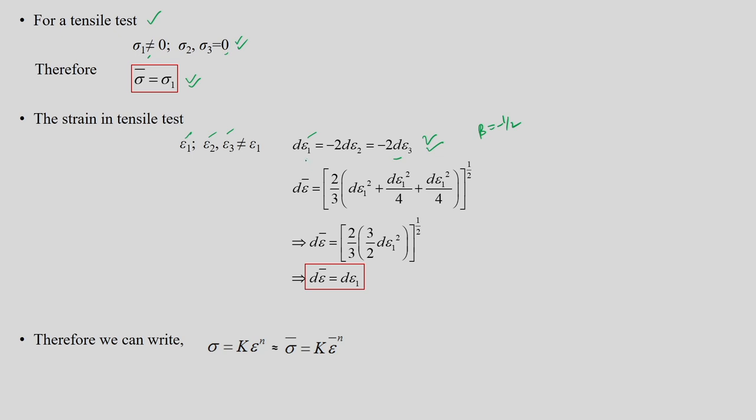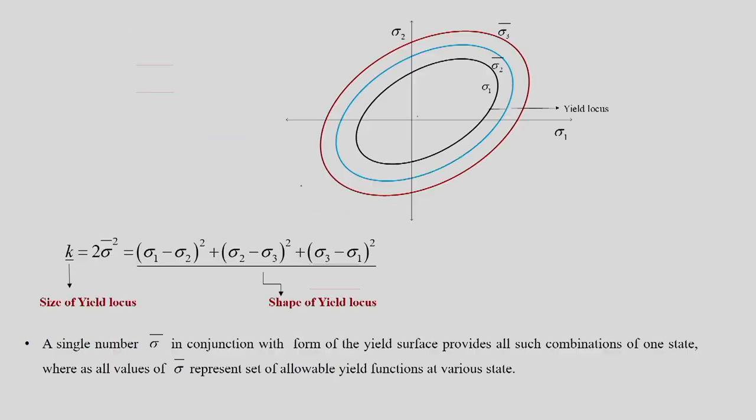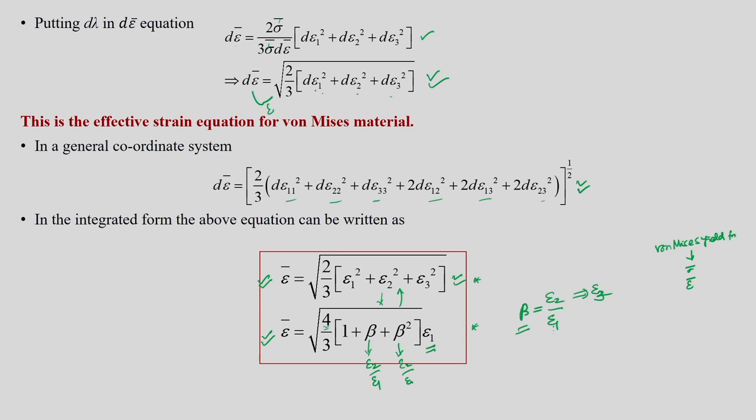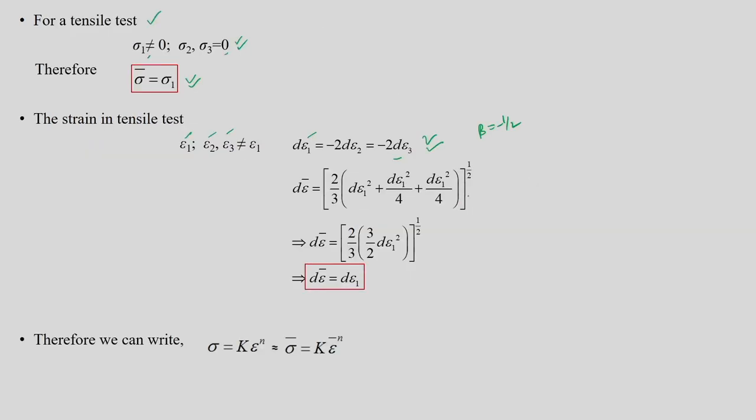If this is the case, then you can substitute this in the d epsilon bar equation. In place of d epsilon 2 and d epsilon 3 you can substitute all these values, so you will get d epsilon bar equal to the square root of 2 by 3 into d epsilon 1 square, which will remain the same. In place of d epsilon 2 square, I put d epsilon 1 square by 4, and in place of d epsilon 3 square, I put the same. So what will I get? d epsilon 1 square times the square root of 1 by 4 plus 1 by 4 plus 1, which is 3 by 2. So 2 by 3 into 3 by 2 will be cancelled, and the square root will get cancelled out. So d epsilon bar is equal to d epsilon 1.